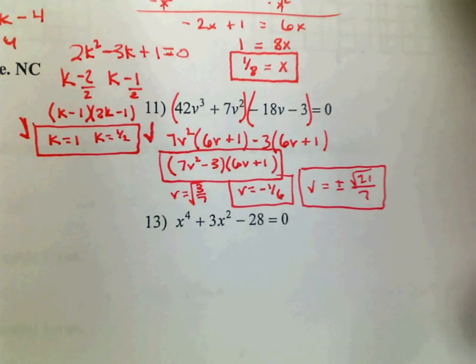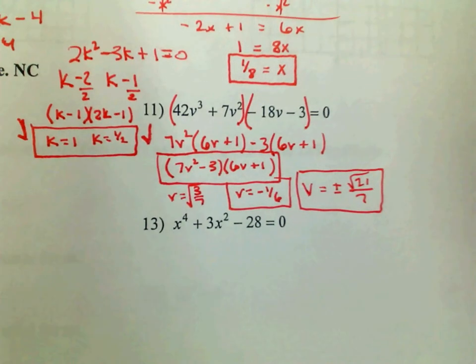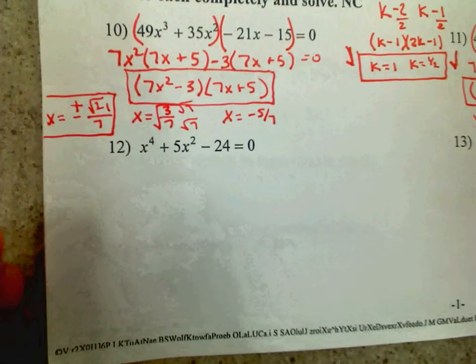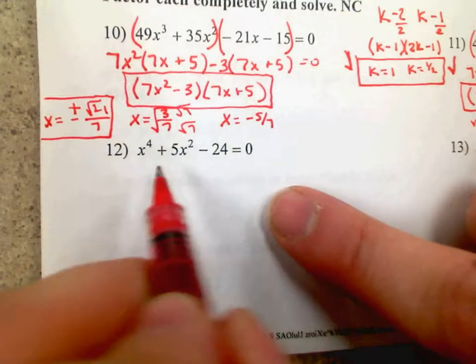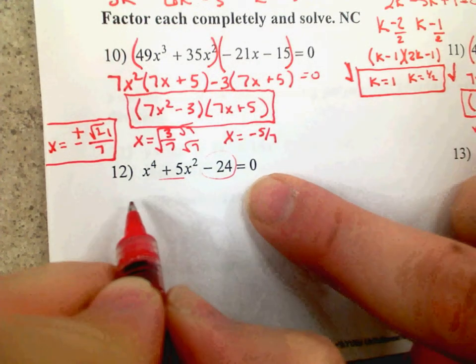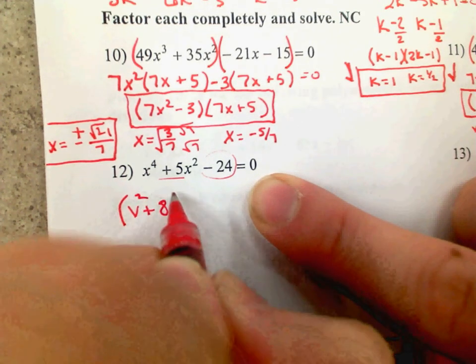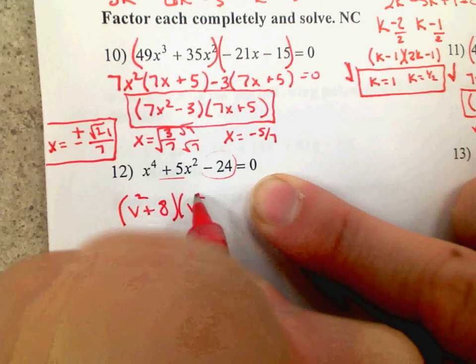Okay, and then the last 2 are just factoring. They're quartic functions, but they're in the same format that you factor anything else. So factors of negative 24 that add up to 5. That would be 8 and 3, so 8 and negative 3. The only difference is that since it's a quartic, both of them are squared. So we solve both of them after we factor.